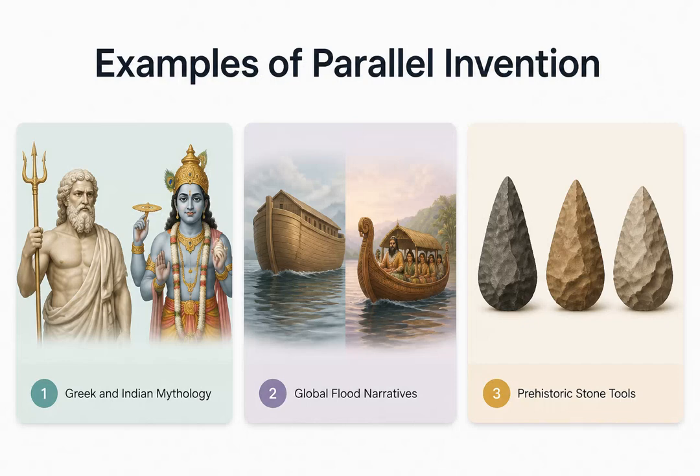We can see parallel invention in several concrete examples. First, the striking similarities between ancient Greek and Indian mythologies, despite the geographic distance. Second, the global presence of a great flood narrative, like Noah's Ark in the biblical tradition, and an almost identical story in Hindu tradition, as well as in Native American myths. Finally, Paleolithic stone tools found across Africa, Europe, and India share identical shapes and manufacturing techniques. They independently invented them without any contact.